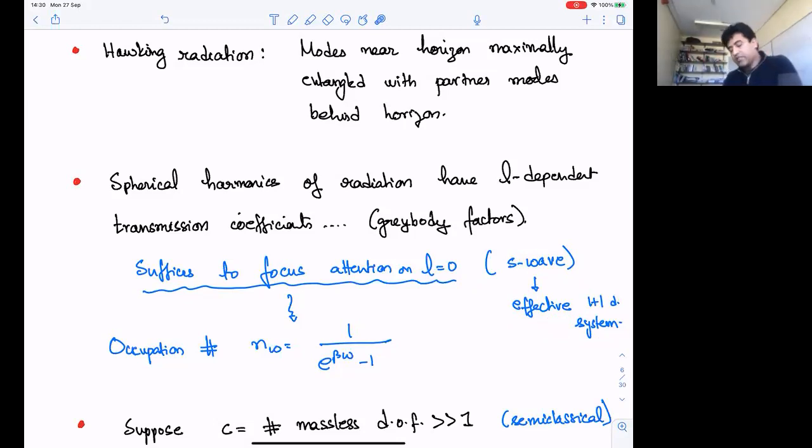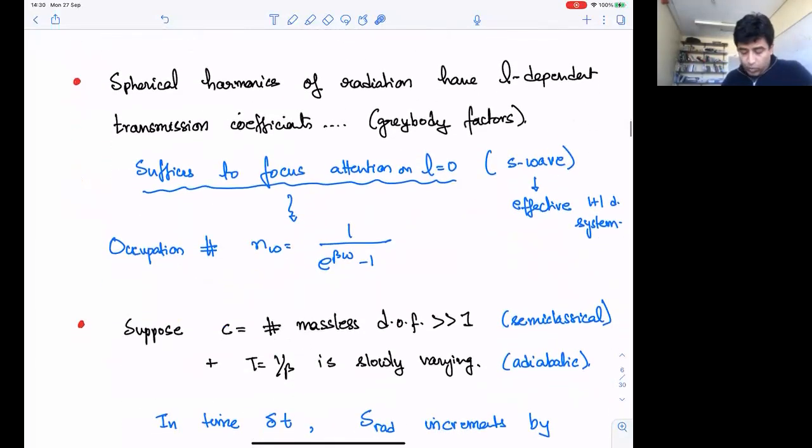So we can think about this entire problem in terms of Hawking radiation for the S waves, and we just focus attention on one set of modes. The problem is reduced to the radial direction plus the time direction. Now, the Unruh effect or the Hawking effect at the horizon tells us that the occupation numbers of the L equals zero harmonics are just given by the Bose-Einstein factor, 1 over e to the beta omega minus 1.